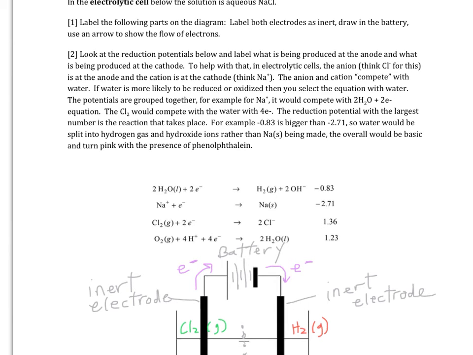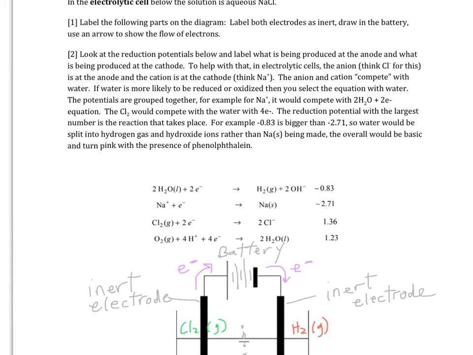So the anion and cation compete with the water, because they're in water, to make it aqueous. If water is more likely to be reduced or oxidized, then you select the equation with the water. So the potentials are grouped together. For example, the Na+ would compete with the 2 waters and 2 electron equation, where the Cl2 would compete with the water that has the 4 electrons in it.